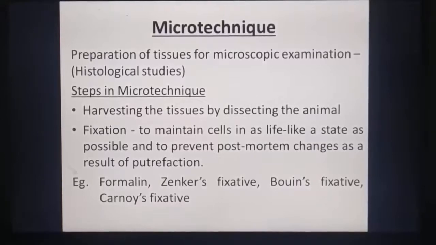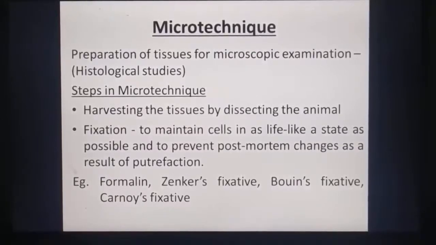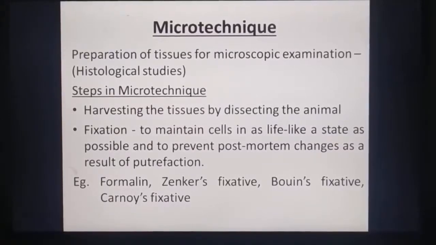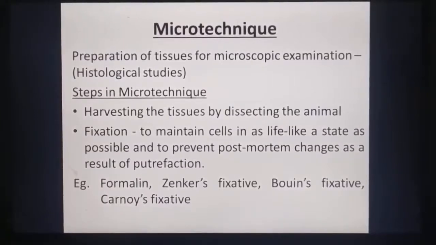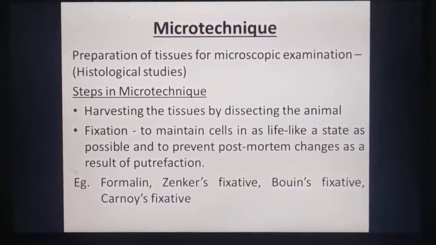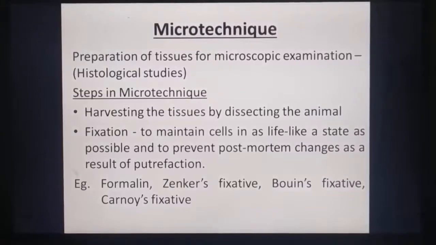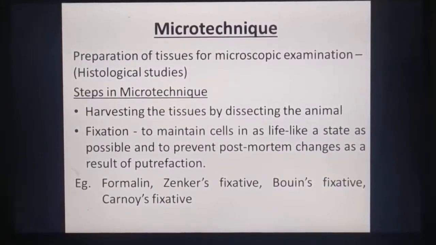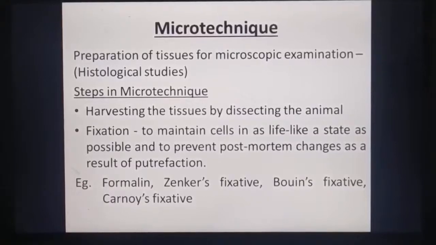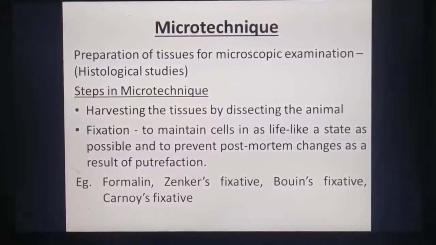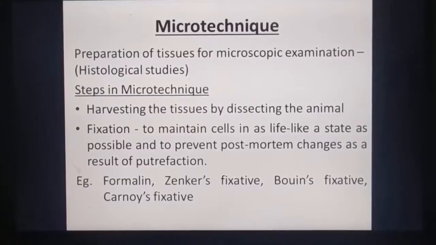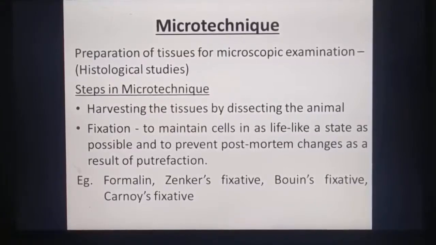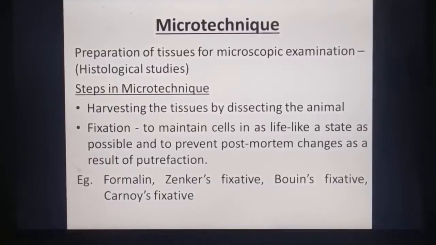The first step in microtechnique is to harvest or collect the tissue from an animal by dissecting it. After taking out the tissue, it is treated with a fixative. A fixative is a solution which will maintain the cells in a lifelike state and prevent post-mortem changes. Formalin, Zenker's fixative, Bowen's fixatives are some of the commonly used fixatives.